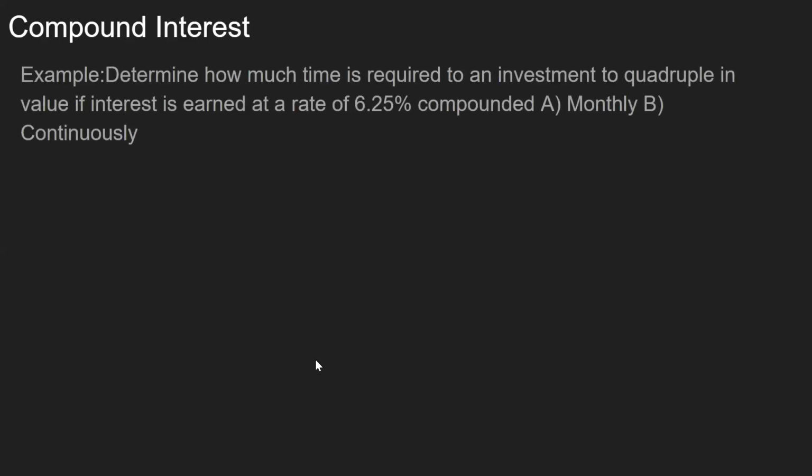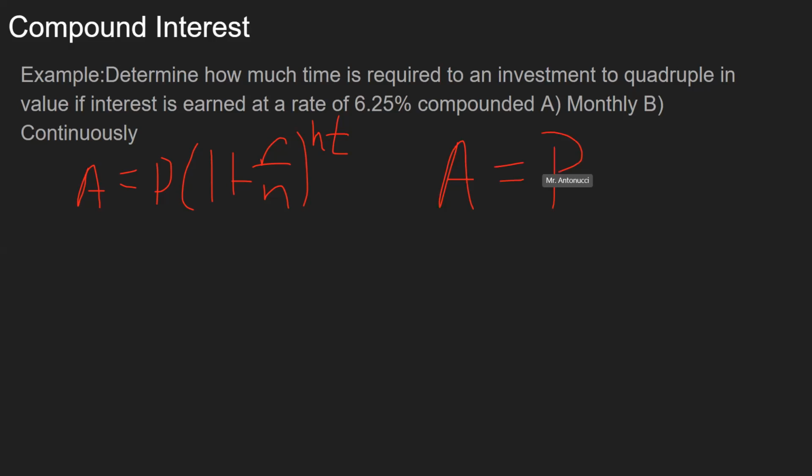Determine how much time is required for an investment to quadruple in value if the interest is earned at a rate of 6.25% compounded monthly or continuously. So here's what we have. We have A equals P times 1 plus r over n to the nt. And then we have A equals P e to the rt. The first one would be for monthly compounded interest, and then the second one is continuous compounded.